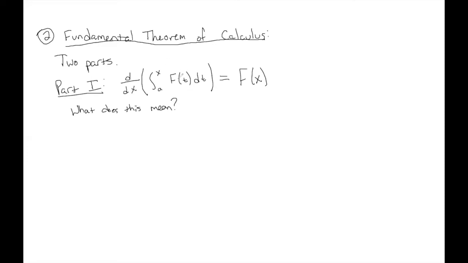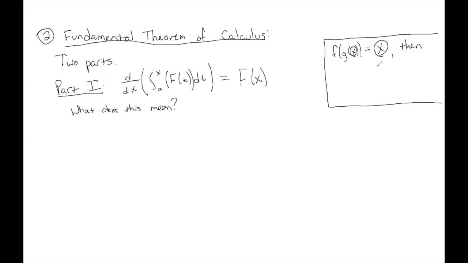It means that if I take the derivative of an integral, I get back the input. So remember that if I had inverses way back in the beginning of the course, if I had that f of g of x equals x, equals the input, then f is the inverse of g, and vice versa, right? It's that f and g are inverses of each other.